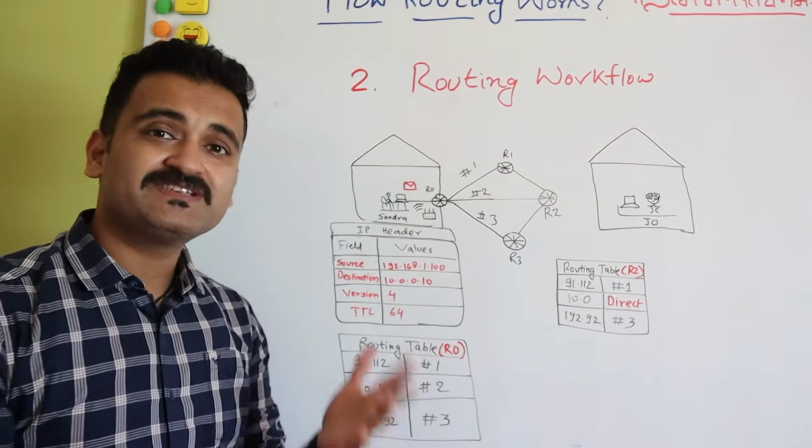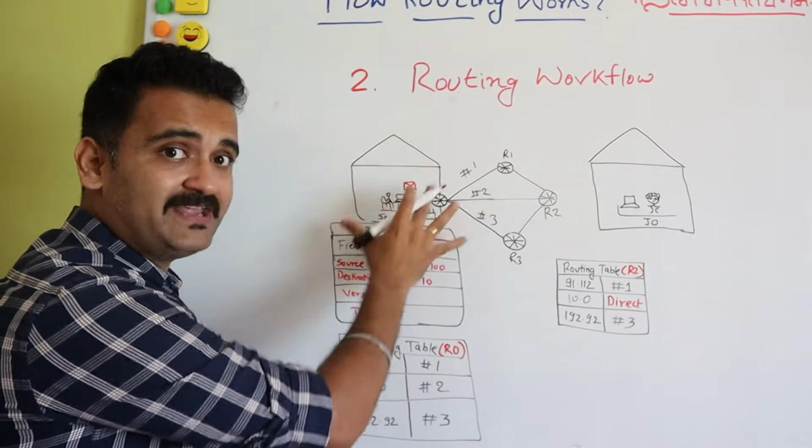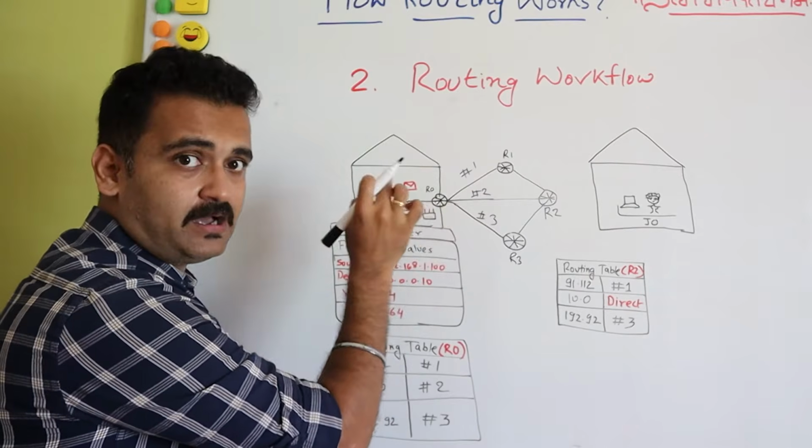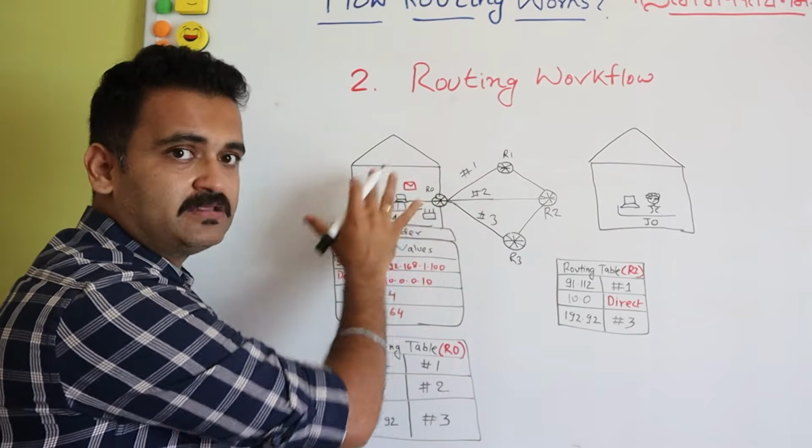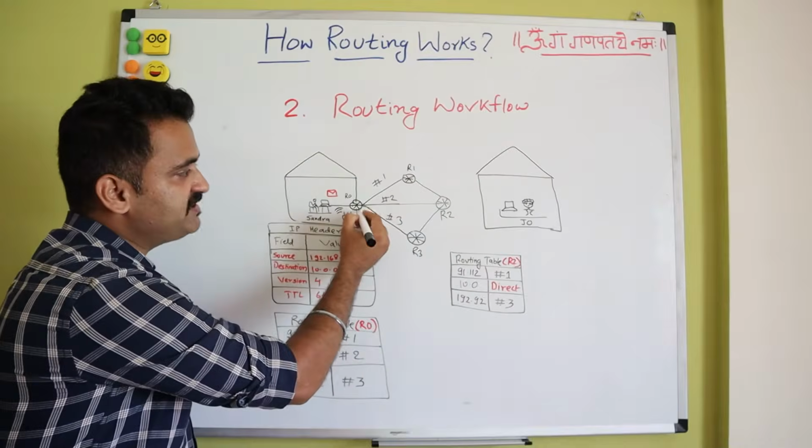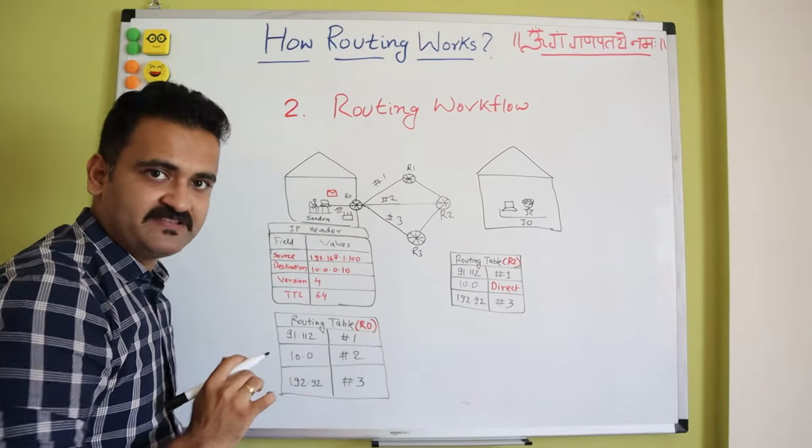So which is the closest router in this particular LAN, local area? This is a local area router because it is within the home Wi-Fi of Sandra. This particular router's name is R0, for example.